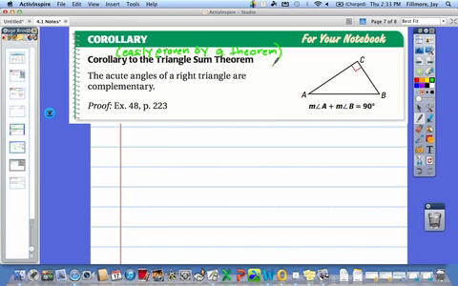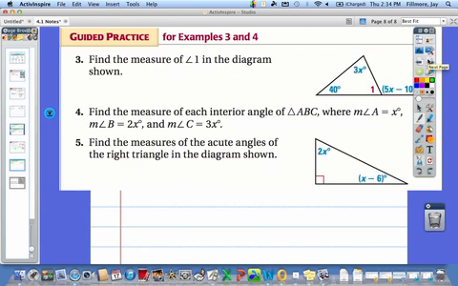The corollary to the triangle sum theorem, so it kind of piggybacks on the triangle sum theorem, says the acute angles of a right triangle are complementary. If this is 90, then these two should add together to get 90. Because if these add to give us 90, and we add this 90, the whole thing equals 180. And there's a proof of that right here that basically goes over what I just said. It's just a nice shortcut that you can use. So if this is 90, these two should add up to equal 90 as well. So the whole thing equals 180. We'll do an example of that. We'll also do an example of the other two before we finish today.